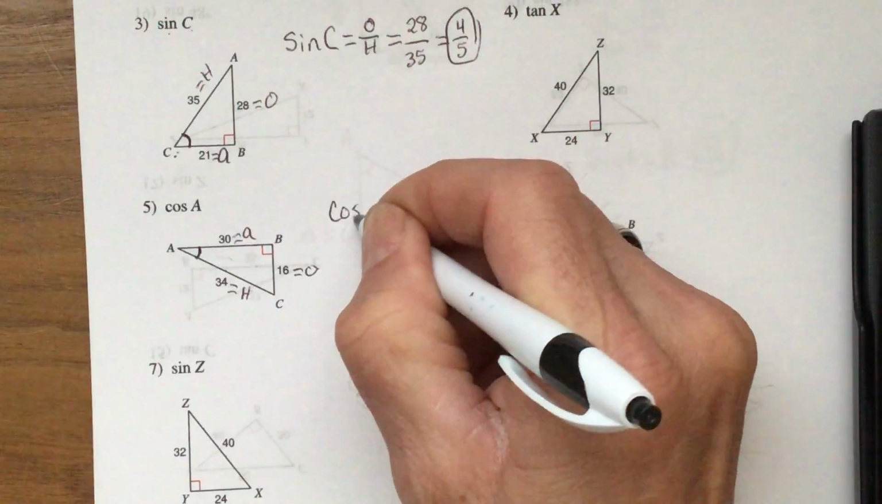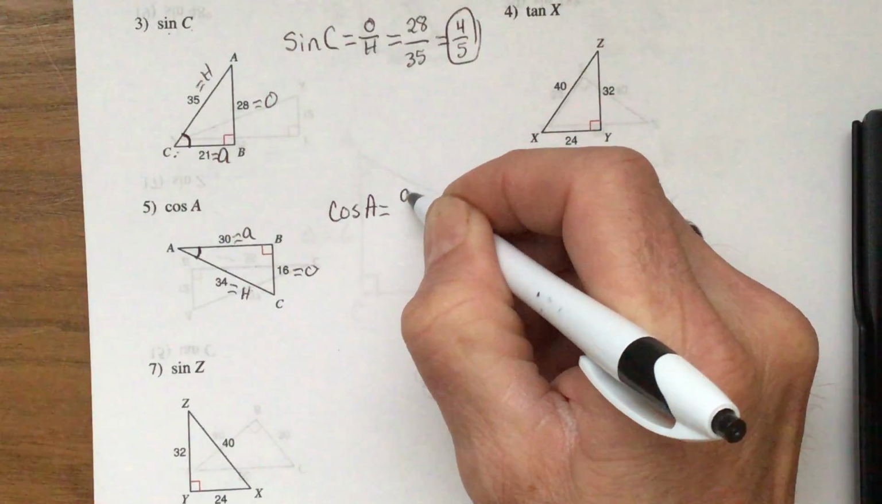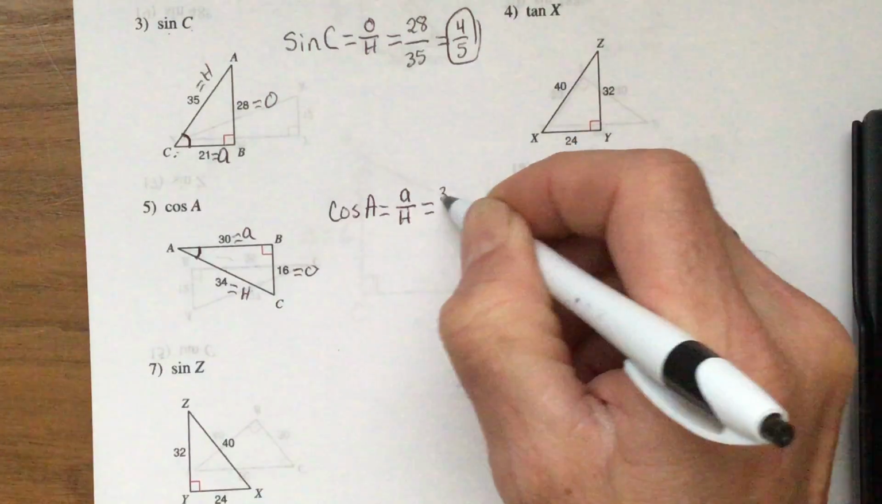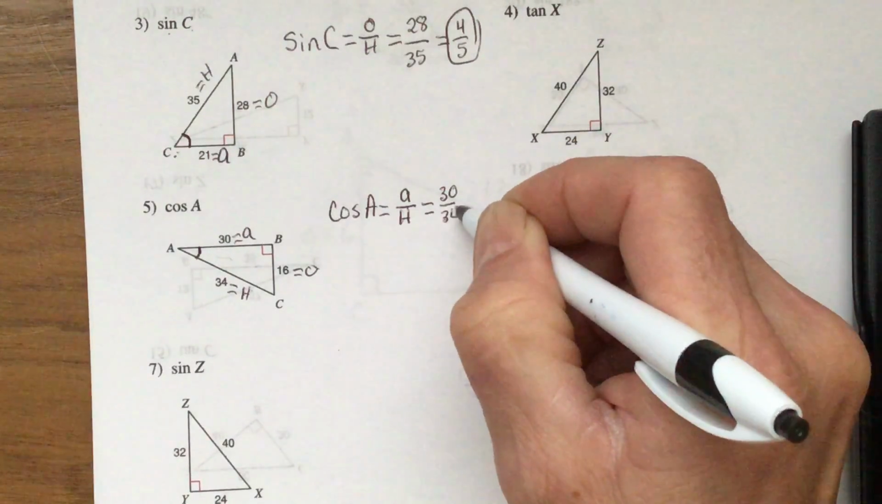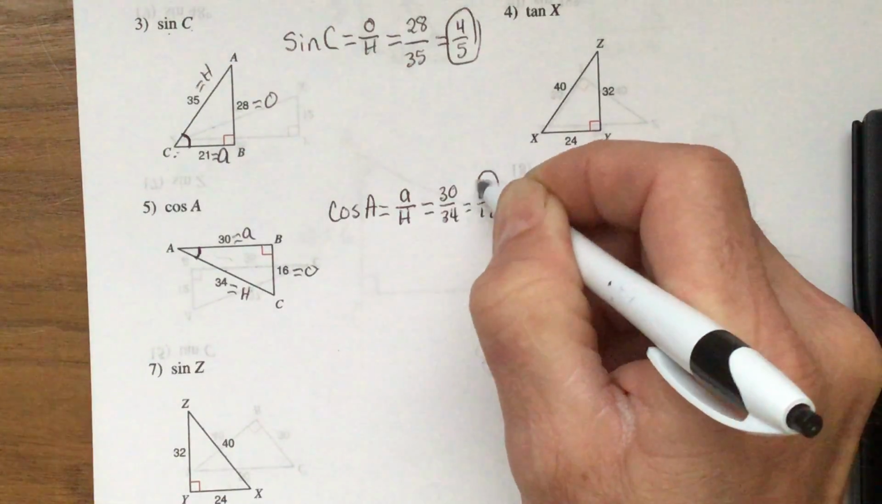Cosine. The cosine of A. Cosine is adjacent over hypotenuse. 30 over 34. 15 over 17.